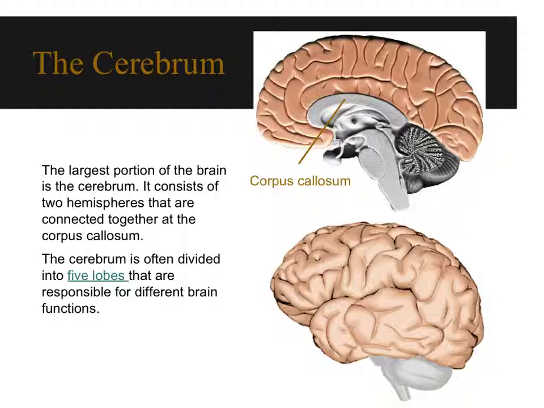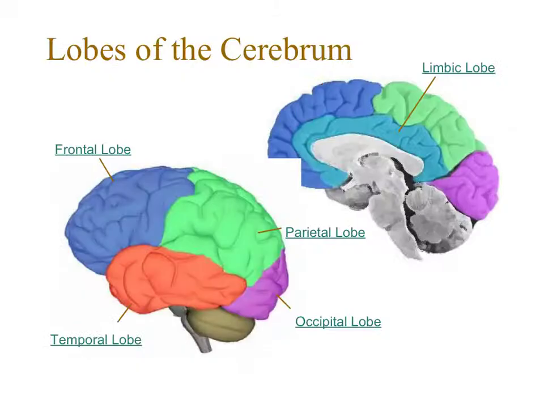The cerebrum itself is split up into 5 different lobes, and we're going to take a look at each of those lobes. So here we go. Those lobes are named in no particular order. We're going to see the frontal lobe. Obviously, the frontal lobe is in the front of the brain. So if you put your hand on your forehead, you're touching or you're close to the frontal lobe of your brain.